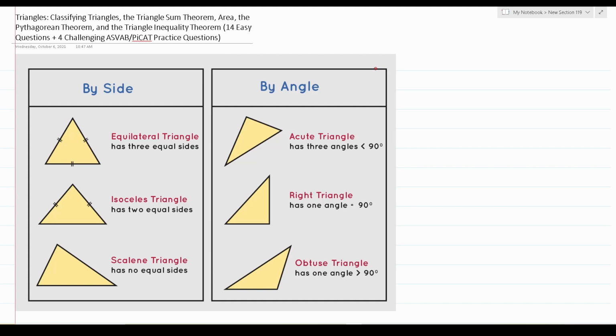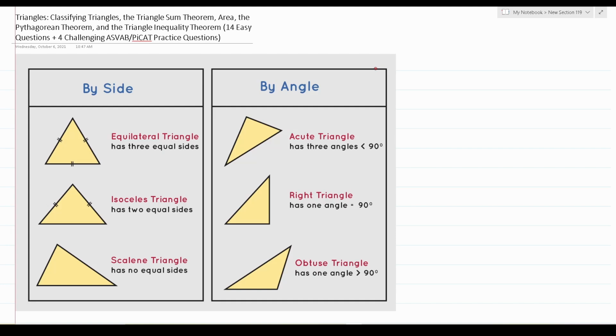In today's video, I'm going to be discussing everything you need to know about triangles in order to do well on the mathematics knowledge, as well as the arithmetic reasoning subtest of the Armed Services Vocational Aptitude Battery, that is the ASVAB, as well as the pre-screening Internet-delivered computer adaptive test, that is the PiCAT.